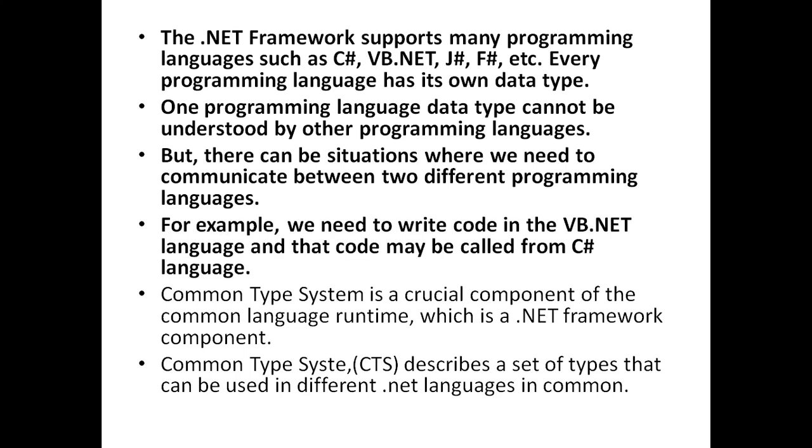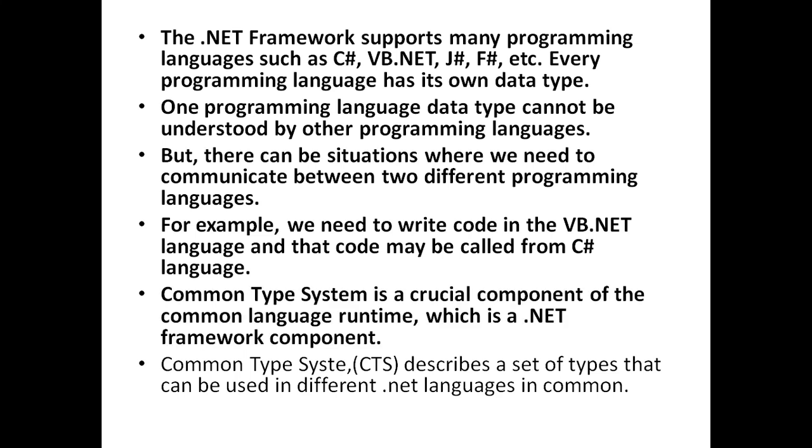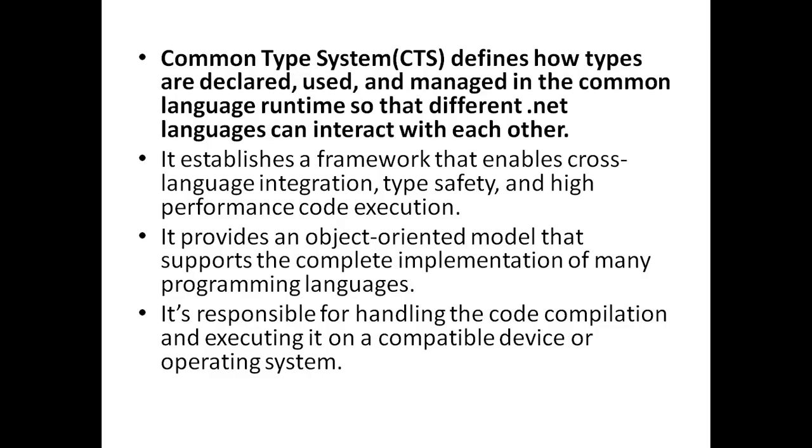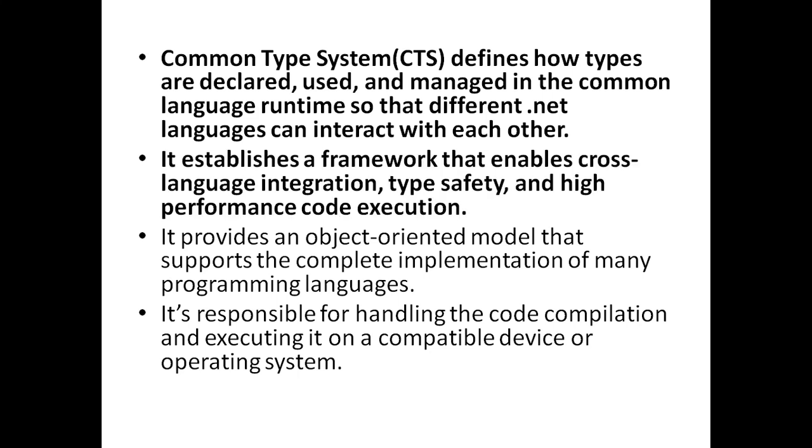For example, we need to write a code in VB.NET language and that code may be called from C# language. For this, common type system works, which is a crucial component of the common language runtime, which is a .NET framework component. Common type system describes a set of types that can be used in different .NET languages in common. It defines how types are declared, used and managed in common language runtime, so that different .NET languages can interact with each other. It establishes a framework that enables cross-language integration, type safety and high-performance code execution.